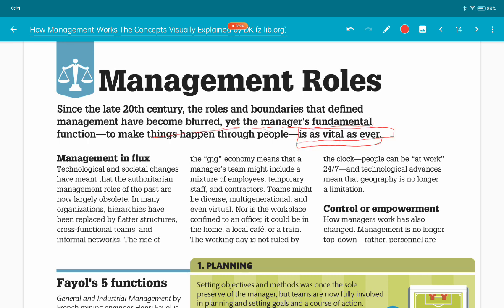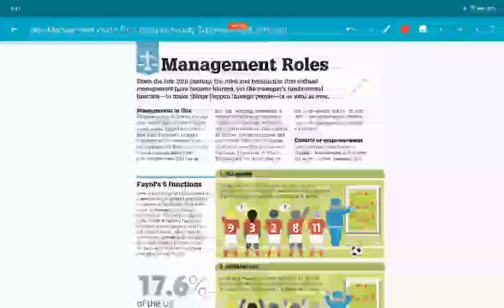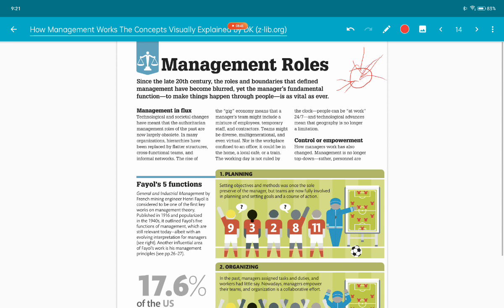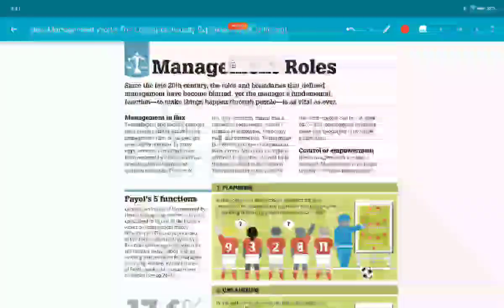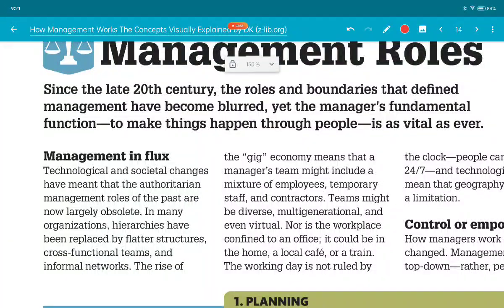Okay, management role. Since the late 20th century, the role and the boundaries that define management have become blurred. Yet the manager's fundamental function, to make things happen through people, is vital as ever. Make things happen through people. It's all about demand and supply. People want to do it, they have a demand. Now you supply them, you give them jobs, which means they have the proper skill. They have a need and you supply. So in return they will get what? They will get satisfaction, they will get money, whatever they needed. This social relationship depends on their demand and supply.